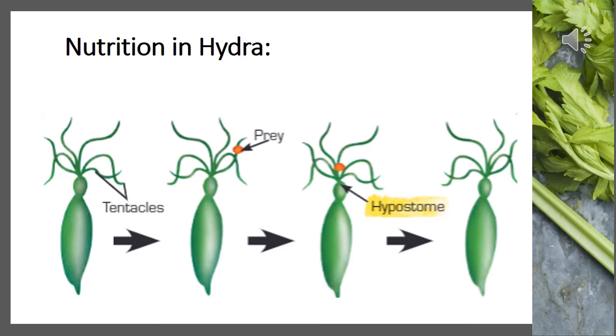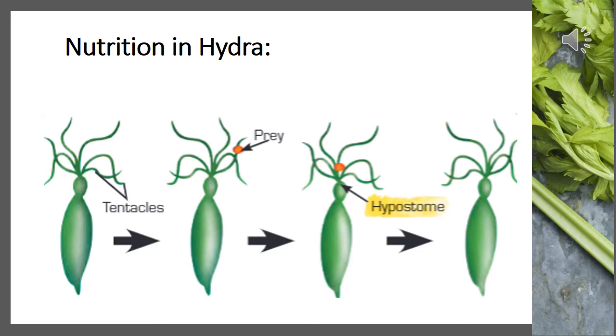The second organism here is Hydra. So let's talk about nutrition in Hydra. Hydra is a multicellular, simple animal organism that engulfs its food using finger-like projections called tentacles, which are present around its mouth. It's been labeled here. You can see these are the finger-like projections, which are tentacles.